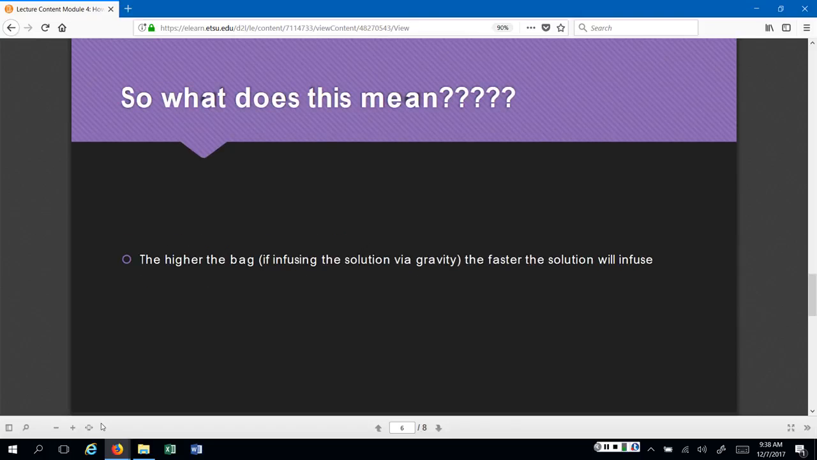So what does this really mean as far as gravity is concerned? Well, the higher the bag, the faster the infusion will run. So if you have a bag of normal saline laying beside the patient, at the patient's head, it's going to infuse a whole lot slower, if it infuses at all, compared to if you have it hanging on an IV pump. So the higher you have the tubing hanging, the faster it will run.